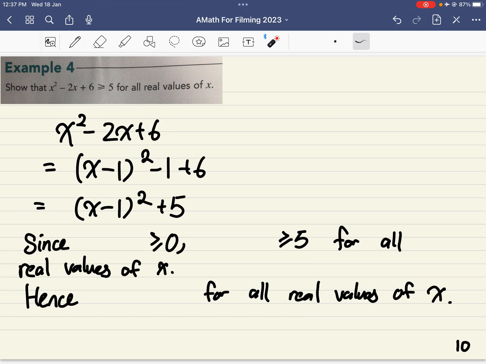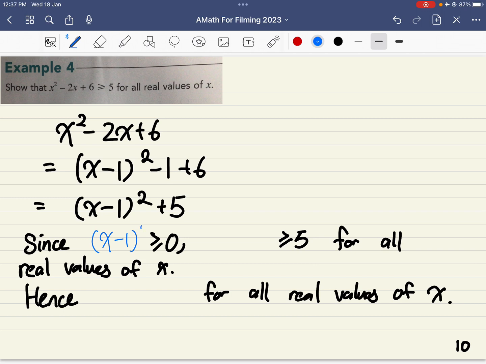For example 4, they asked to show that x² - 2x + 6 is greater than or equal to 5 for all real values of x. So what I have done here is this: from what we have learned in the past few slides, I've done the completing the square. So this expression, I've completed the square, I've reached this. Same logic that we'll be doing again and again.